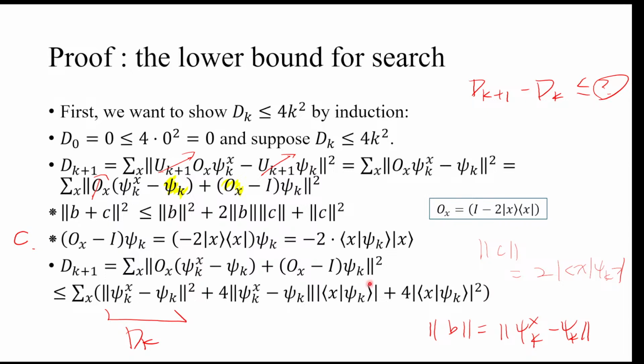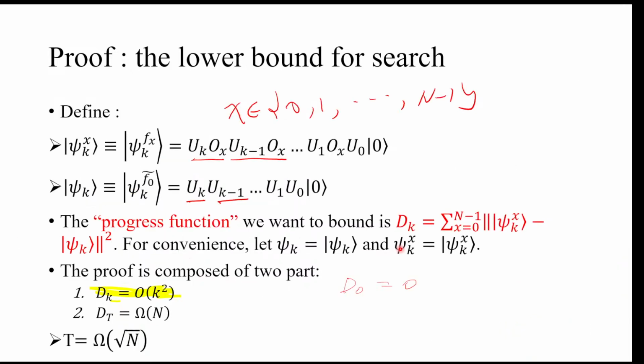Where are we? Here. Okay, so proof of the lower bound. The lower bound of the search problem has two parts. The first part is proving that the progress function doesn't grow too fast. And another part is showing the progress function is pretty large if you want to get a correct answer. And the last part doesn't have anything to do with the quantum oracle.